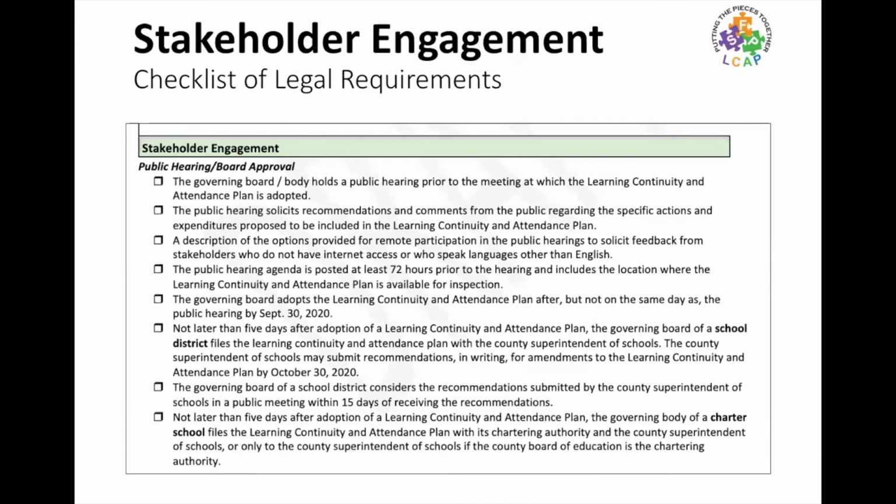The next part of the checklist of legal requirements is in reference to the public hearing and board approval. This nicely lays out the various aspects of the legal requirements when holding the public hearing and the approval process of the learning continuity plan. Keeping in mind the public hearing must be held prior to the public meeting at which the learning continuity plan is adopted. And in this checklist, you will see the LEA's requirement of submitting the learning continuity plan not later than 5 days after adoption.